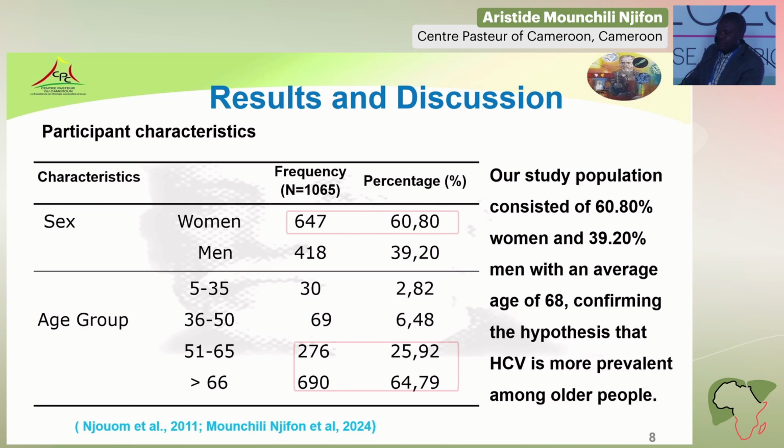Result and discussion. Our study population consisted of 60.80% women and 39.20% men, with an average age of 68, confirming the hypothesis that HCV is more prevalent among older people.